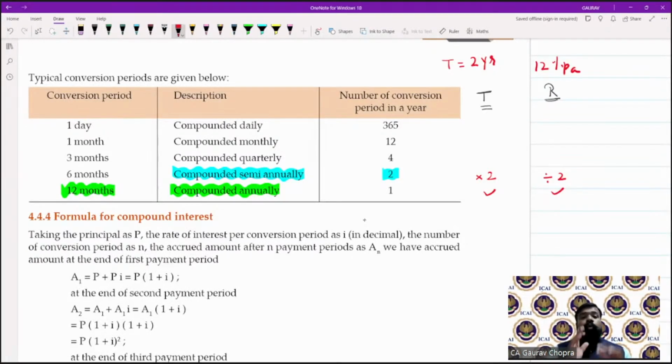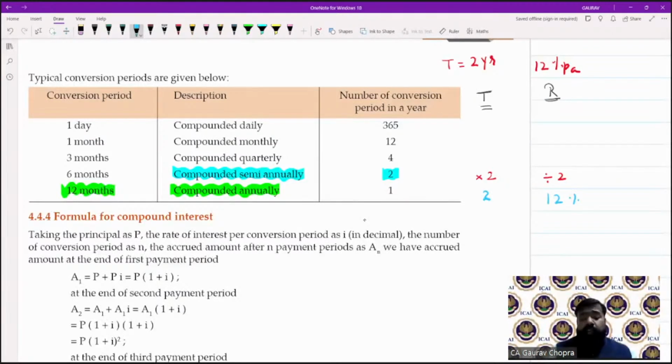Okay, so 2 years, yearly compounding, that means 1 year will be completed, then compounding, and then the second year. That means how many times it compounded? 2 times compounded. When compounding is annually, that means overall compounding is done 2 times. And normal rate is also the 12%.